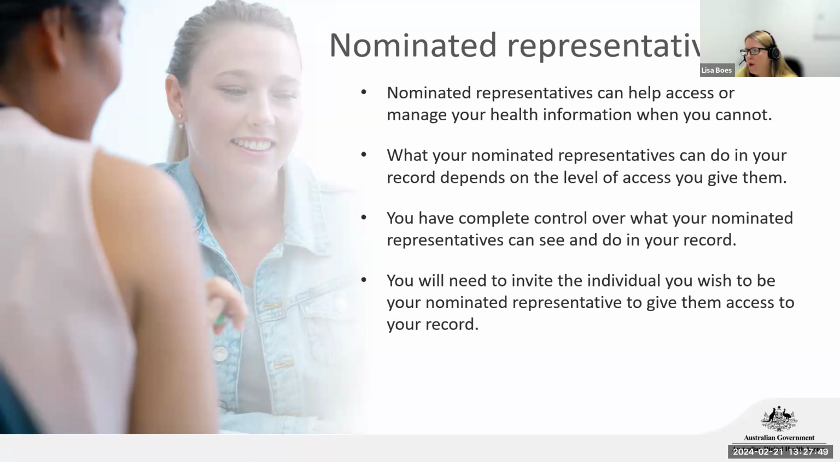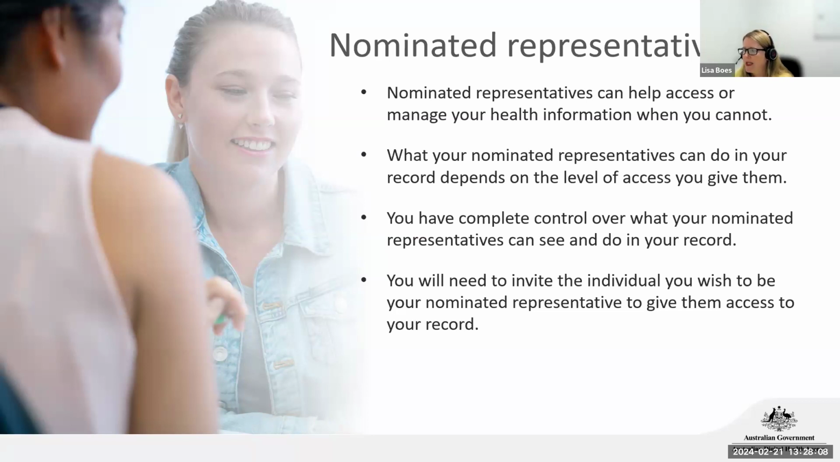A record holder or their authorised representative has complete control over what a nominated representative can see and do in the My Health Record. What they have access to depends on the level of access they're given. And there are three access level options. There's general, restricted, or full access.